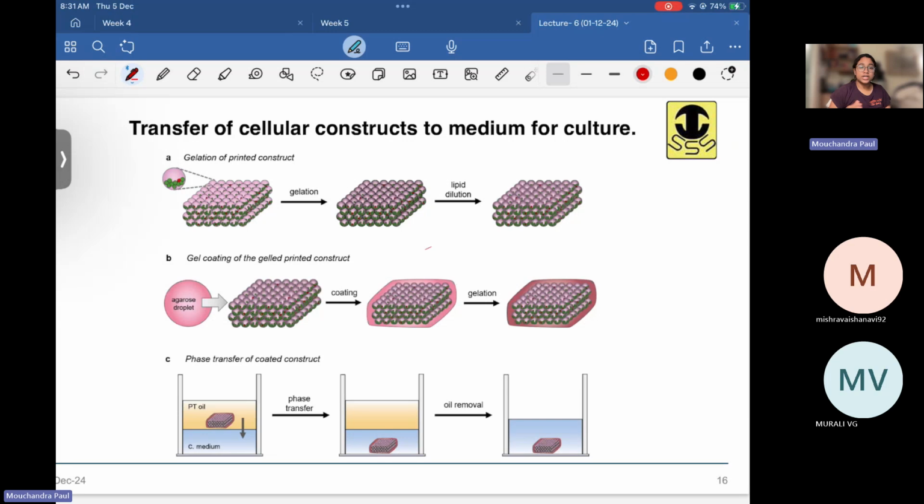So in this way, they transferred the construct from the oil bath to culture media. Any questions?